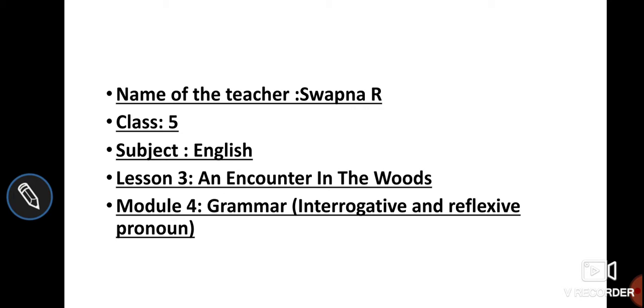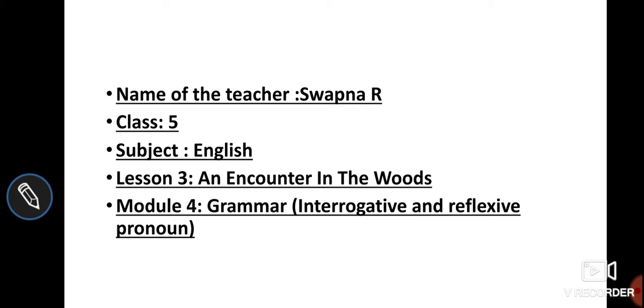So today in lesson 3, An Encounter in the Woods, we are going to learn the grammar part, module 4. In this module, you are going to learn interrogative and reflexive pronouns.